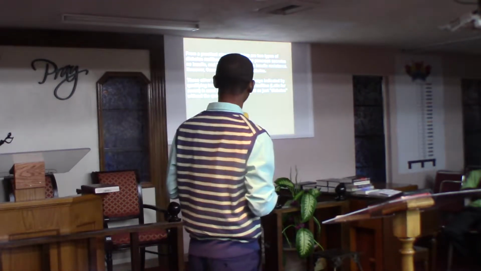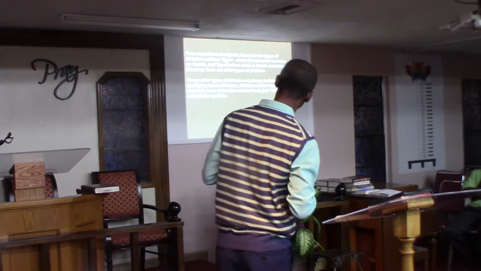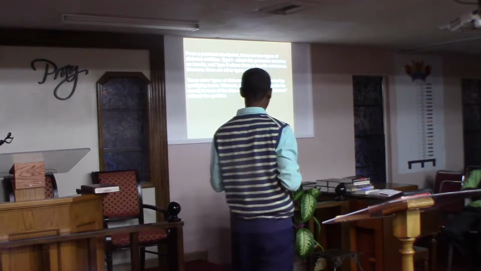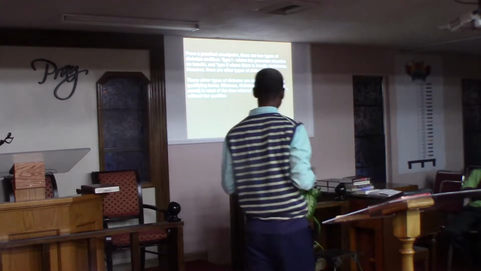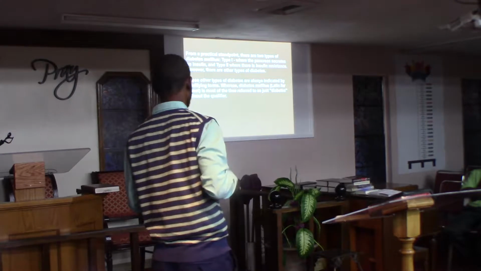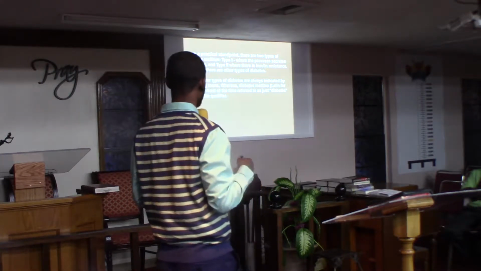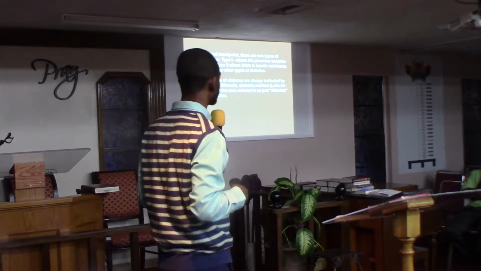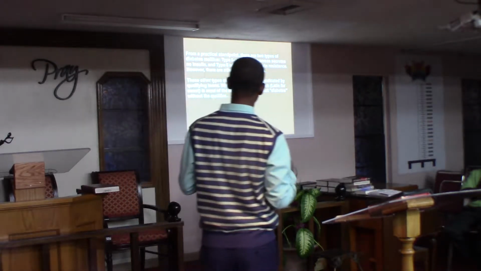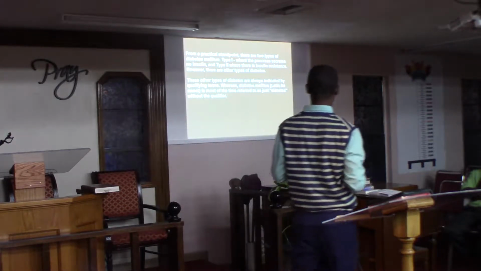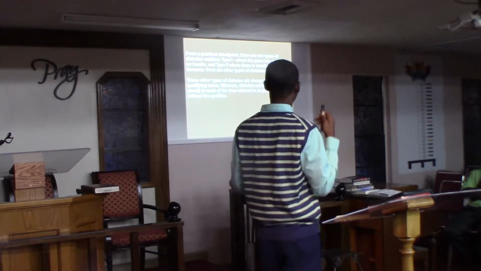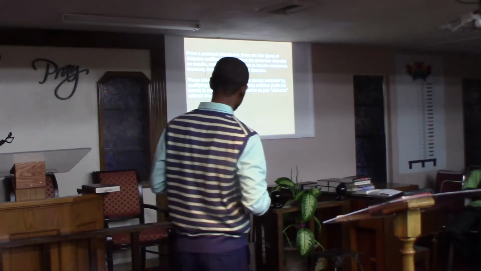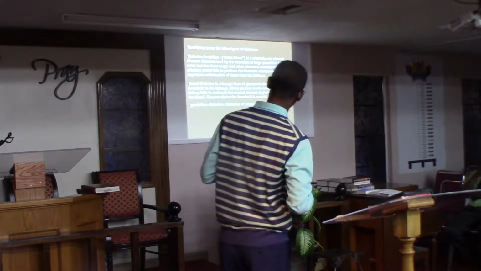I'm controlling things now. From a practical standpoint, there are two types of diabetes mellitus. Type 1, where the pancreas secretes no insulin, and type 2, where there is insulin resistance. However, there are other types of diabetes. These other types are always indicated by qualifying terms, whereas diabetes mellitus, Latin for sweet, is most of the time referred to just as plain diabetes.